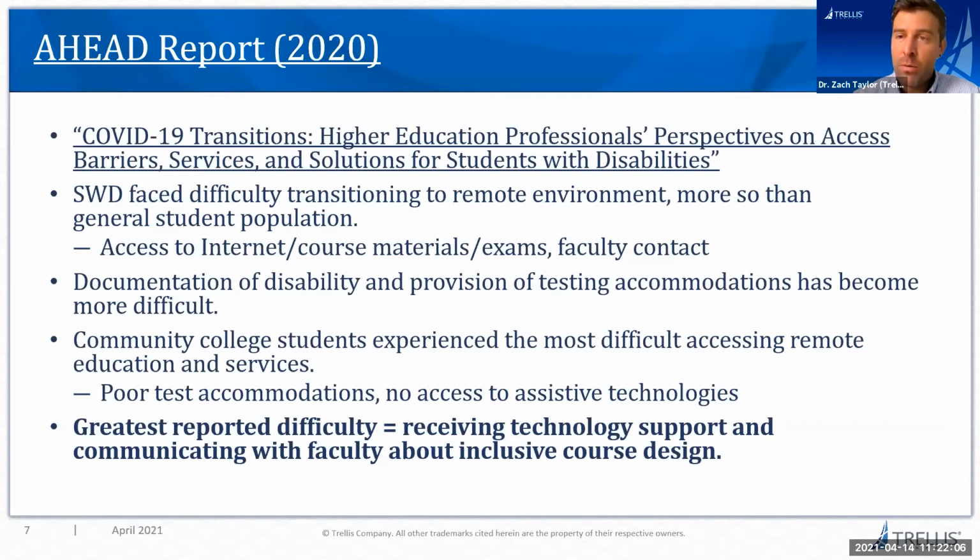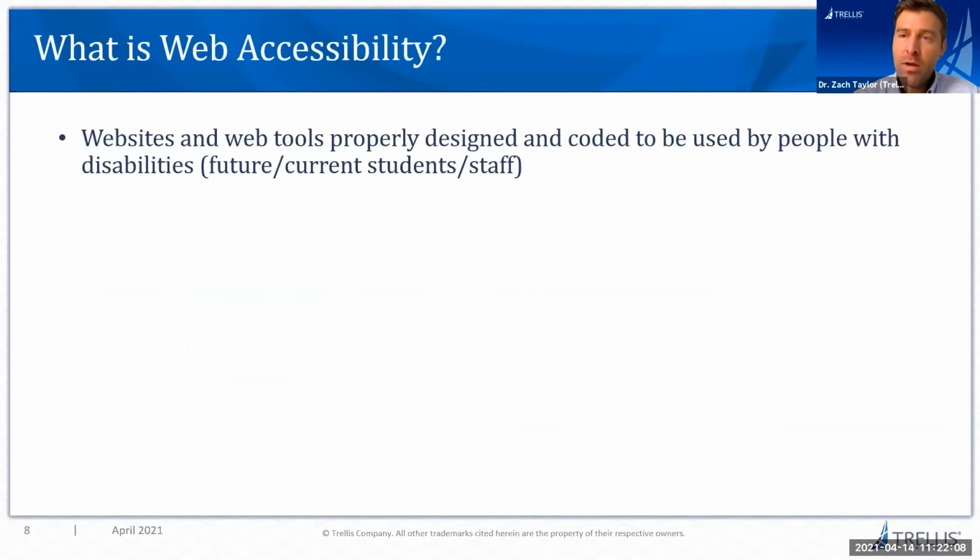Here's what we're talking about when we talk about web accessibility. Web accessibility is when websites and web tools are properly coded and built to be used by people with disabilities using an assistive technology. A lot of folks may have heard of a screen reader technology. That's an assistive technology. It reads every single piece of metadata in a website, in a PDF file, in a Word doc, in a PowerPoint file, and it reads that content back to a student.